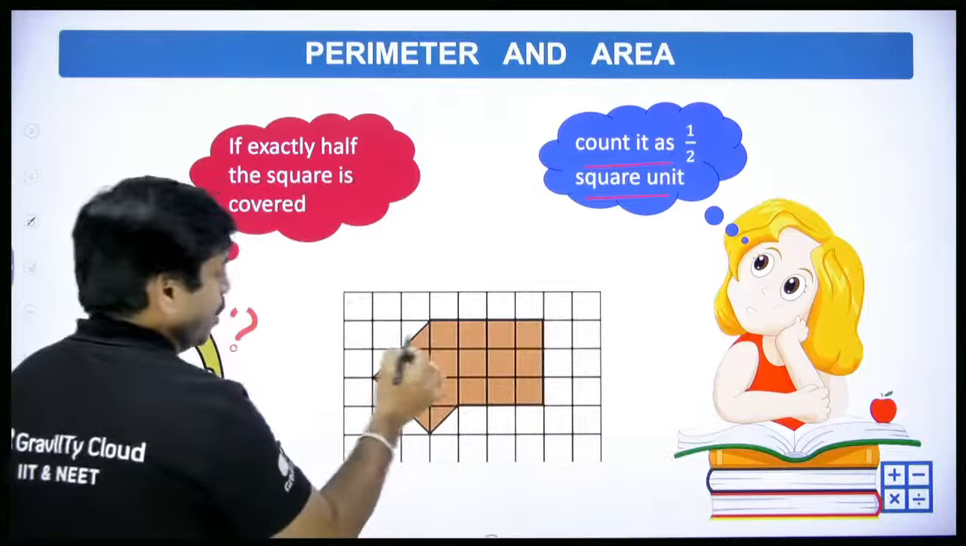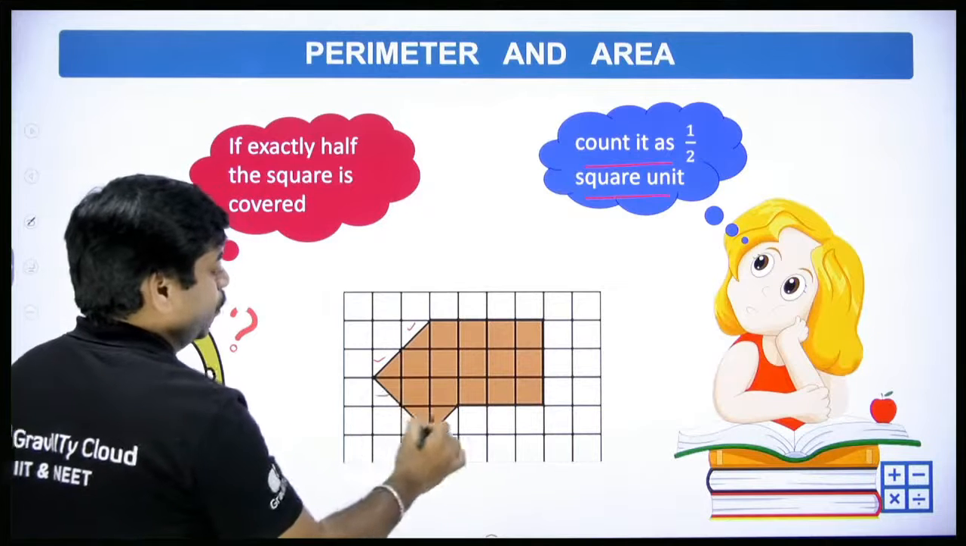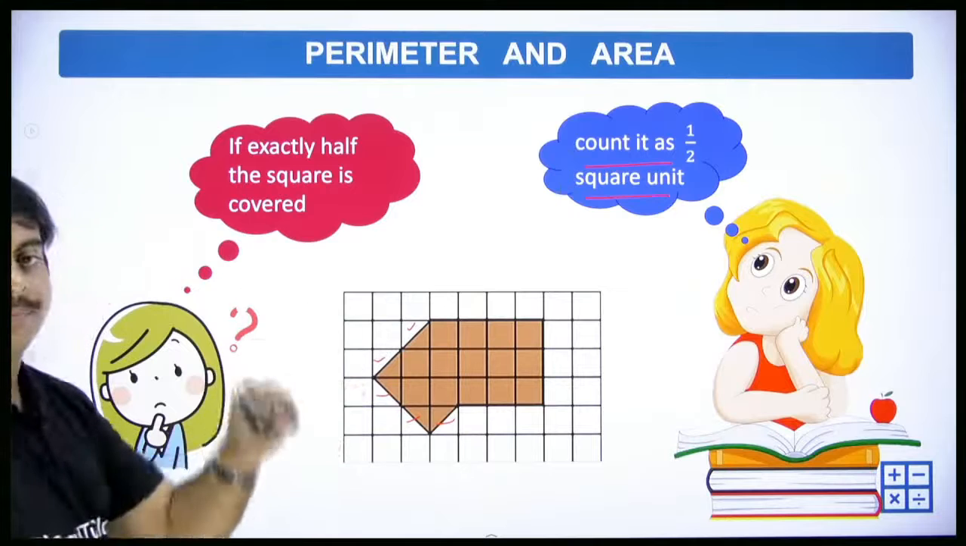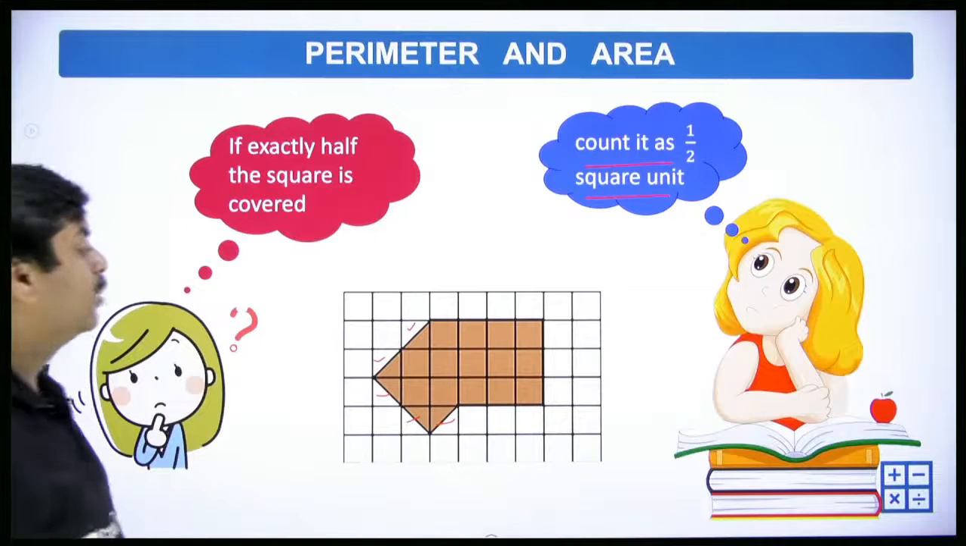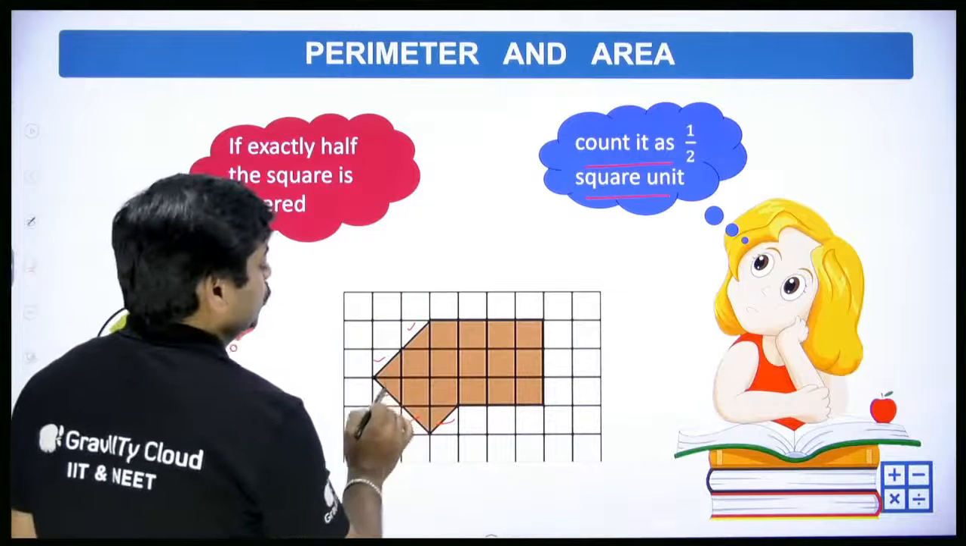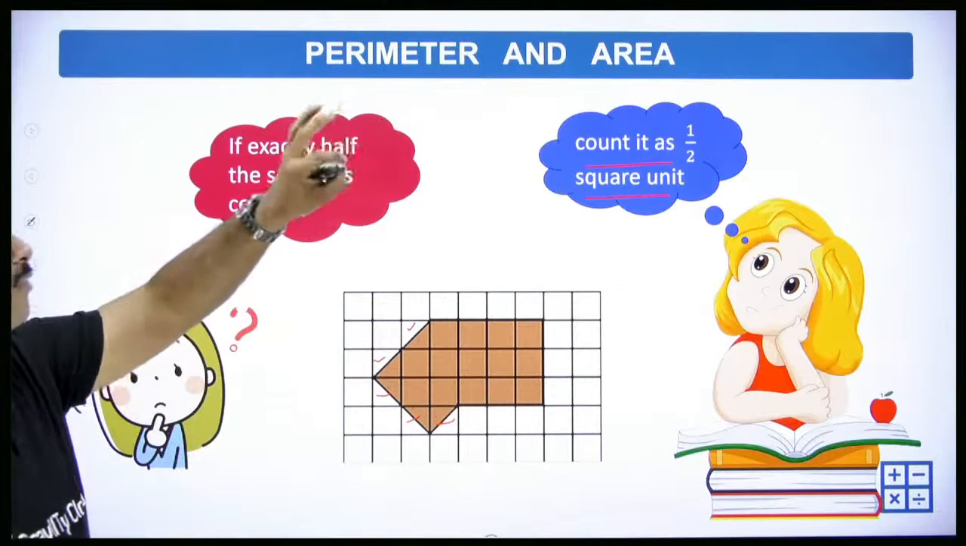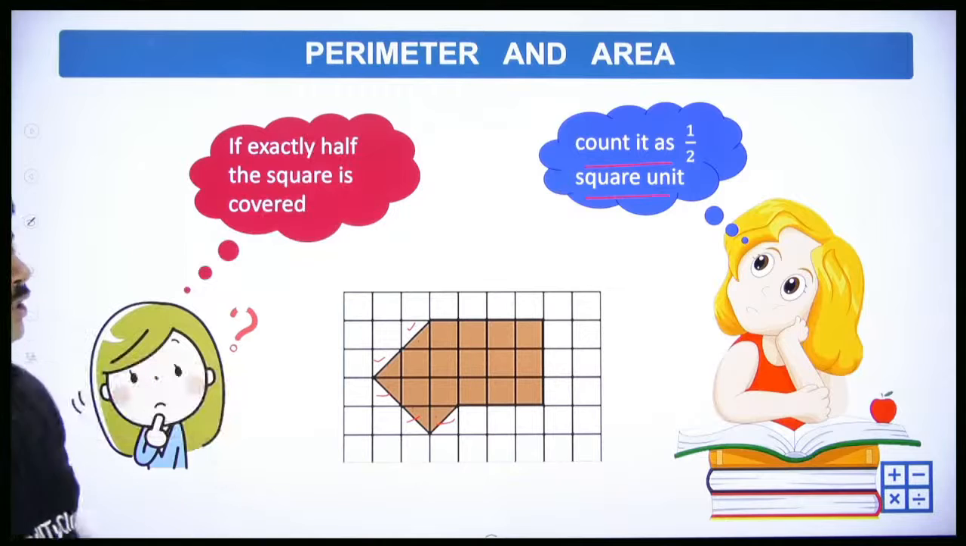So exactly the same thing: 1 2 3 4 5, all these are exactly half. You can see the diagram carefully. In that case, you can include half. 1 2 3 4 5, there are 5 half square units, correct?